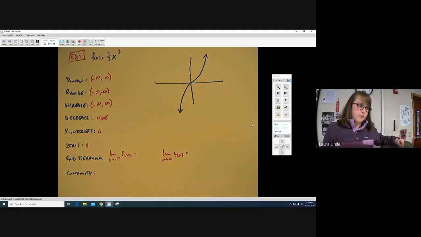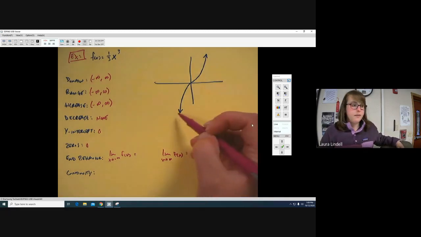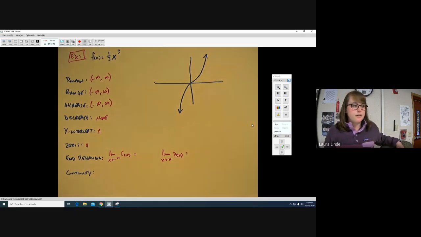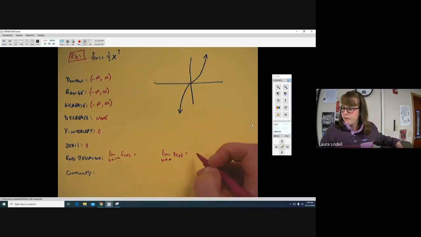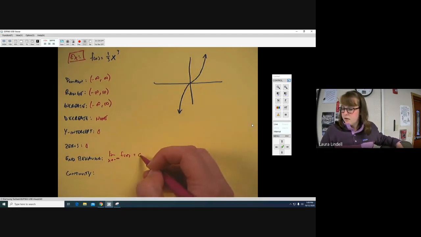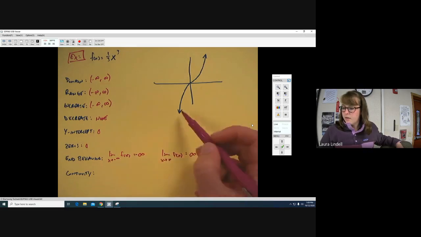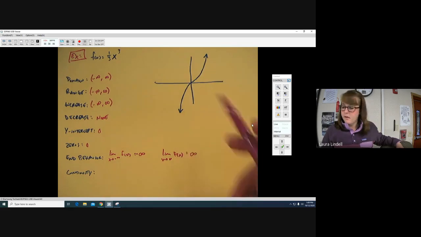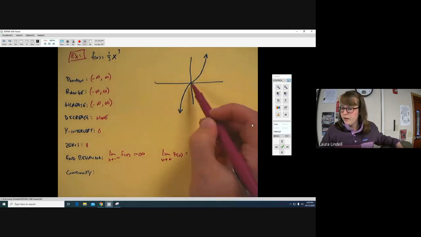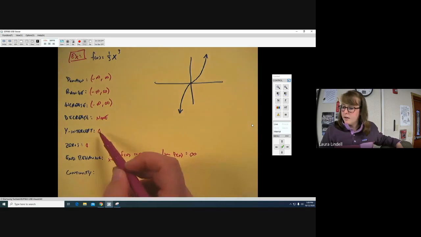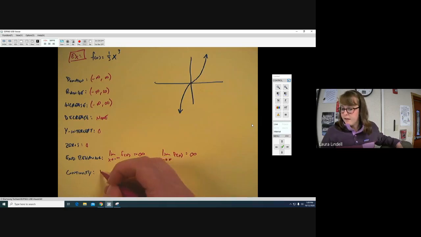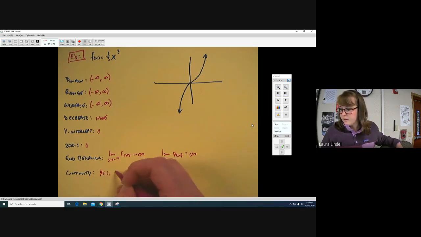And remember, with end behavior, we're looking for the limit as x goes to negative infinity. What's the left arrow doing? And then the limit as x goes to positive infinity. What's the right arrow doing? So the left arrow is going down to negative infinity. The right arrow is going up to positive infinity. And there is only one intercept. And it's the same for y and x. They're both 0. And this function is continuous.